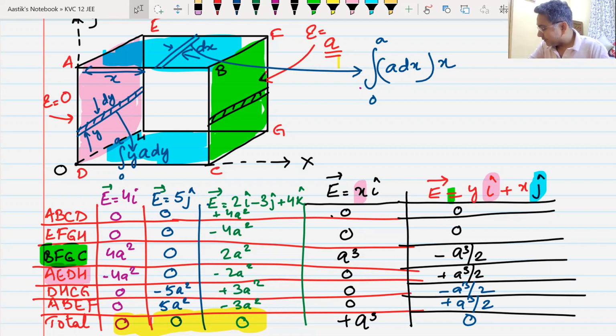Okay. Now, we also saw a very beautiful concept here, which is marked yellow. Whenever you had this closed surface and it was placed inside a uniform electric field, you found out that the net flux, the total flux, was zero. Yes or no? Do we understand this? That the total flux was zero.